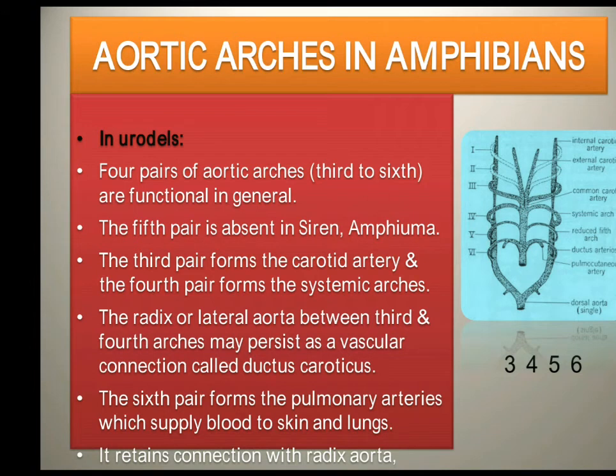Now next thing is that the fourth pair is making 2 systemic arches. This is the one systemic arch and this is the second systemic arch, which are formed by the fourth aortic arch. Now next we have the fifth one. This fifth arch is a reduced arch, but it is present in this particular case. But this fifth arch is also absent in the sirens and amphibia. So we have taken it in the second point. So here it has been shown as the reduced fifth arch.